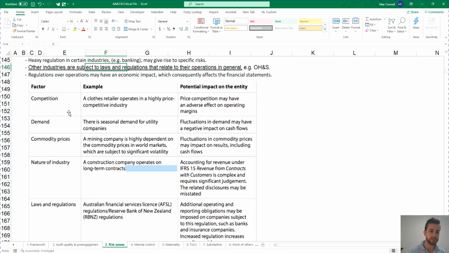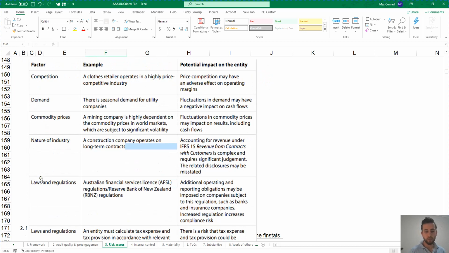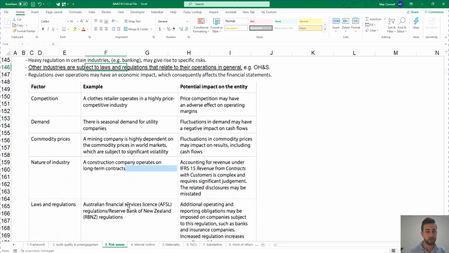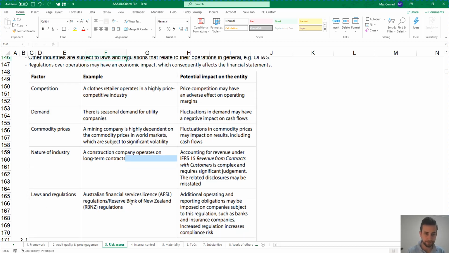You can see this logical process that we're going through. We're thinking about, okay, first of all, let's consider industry. Number two, what are the potential impacts from industry on this particular entity that we're auditing? So we might say competition, demand, commodity price, nature of the industry. And then we're going, okay, so what's a specific example of, let's say, laws and regulations impacting, maybe the banking industry might be your client? Well, we know that the AFSL, the financial service license regulations, impact how businesses do their work and the penalties if they don't do it in the right way.